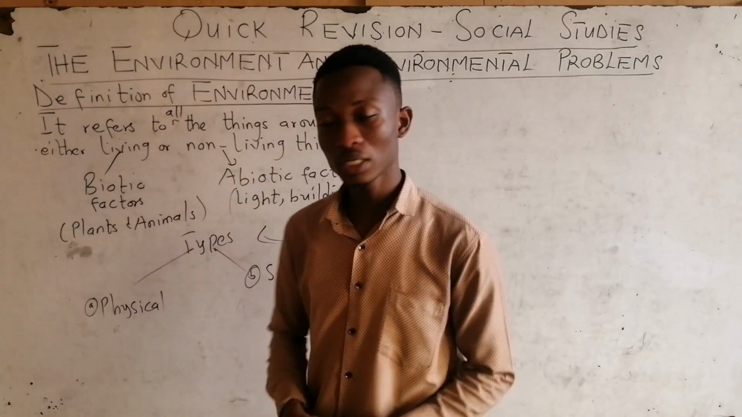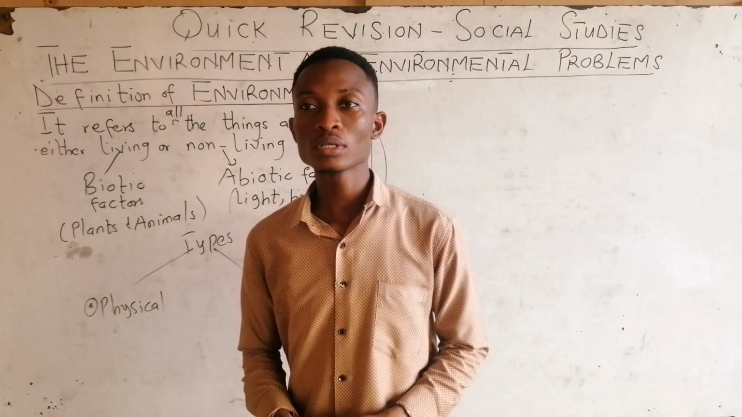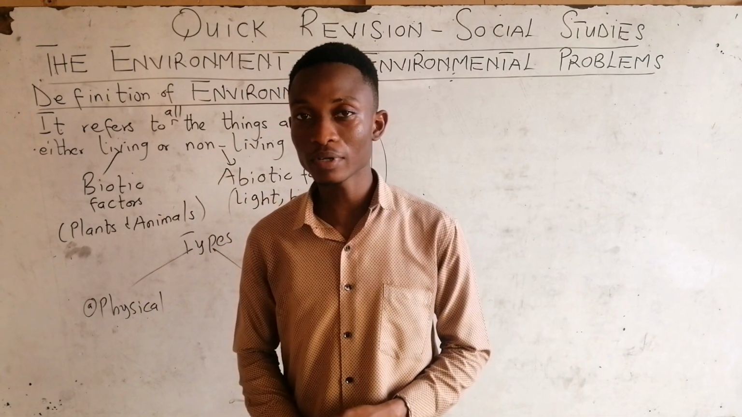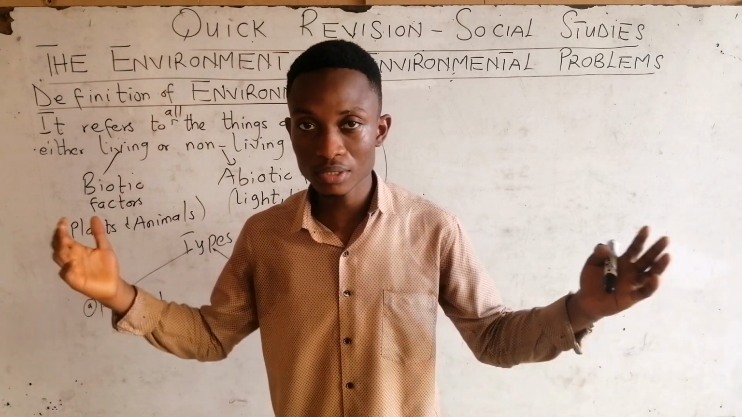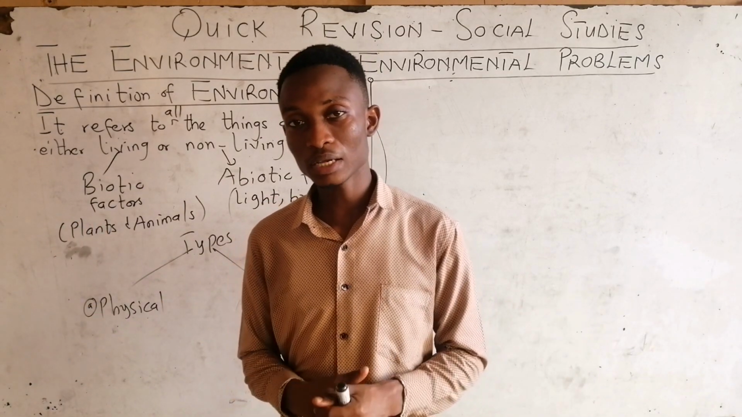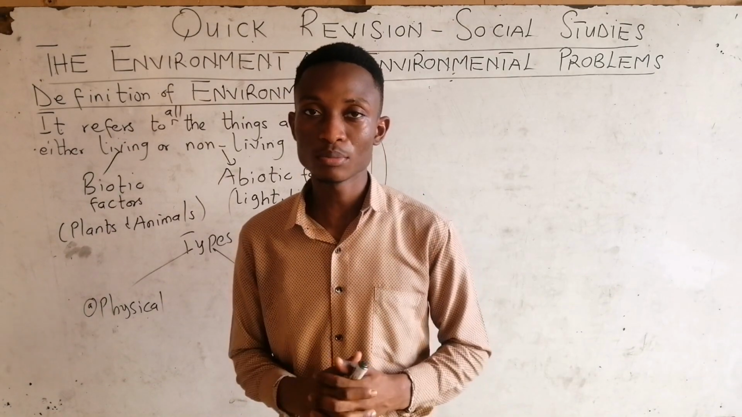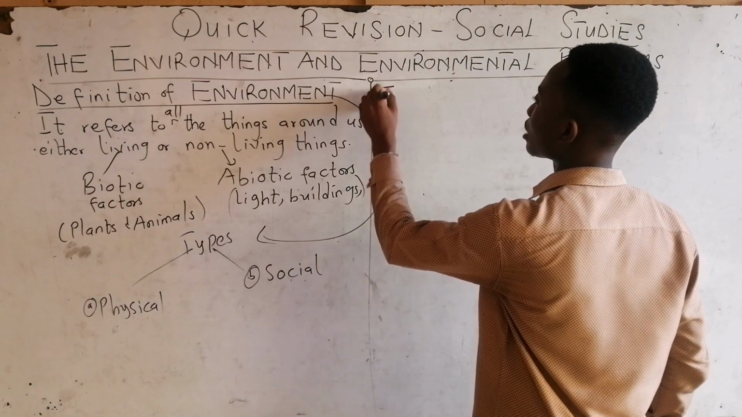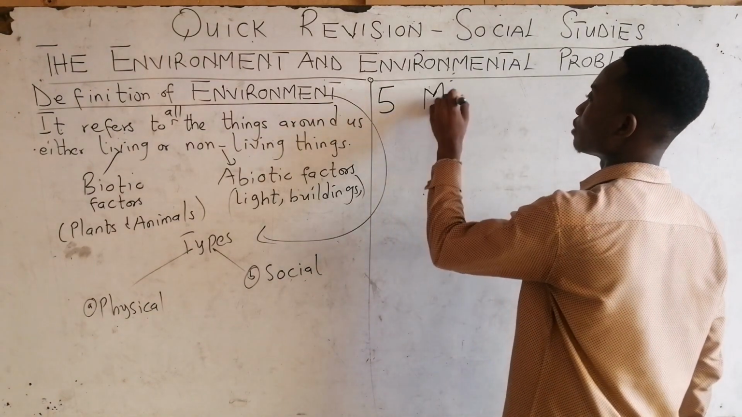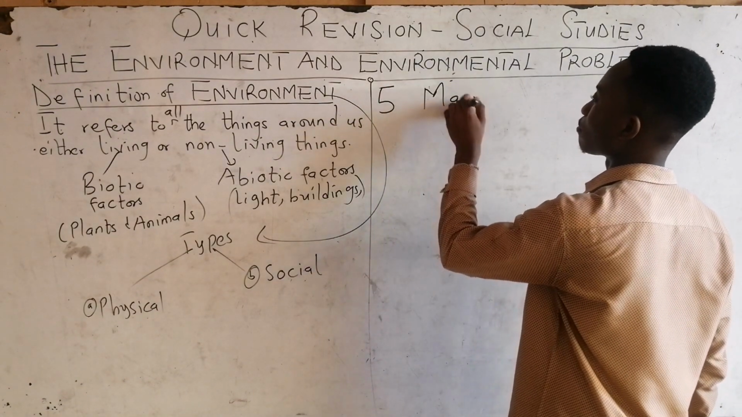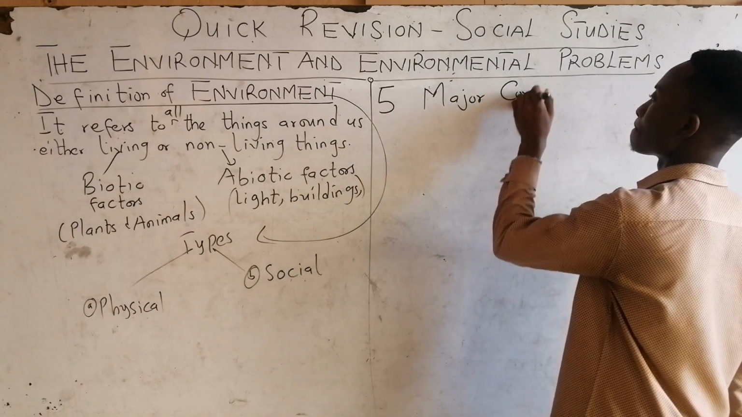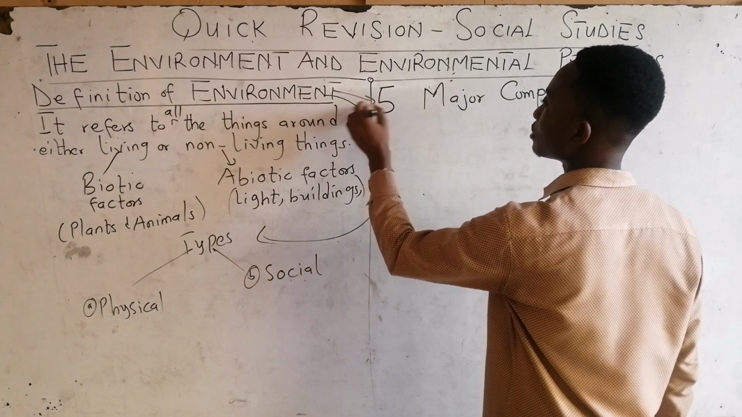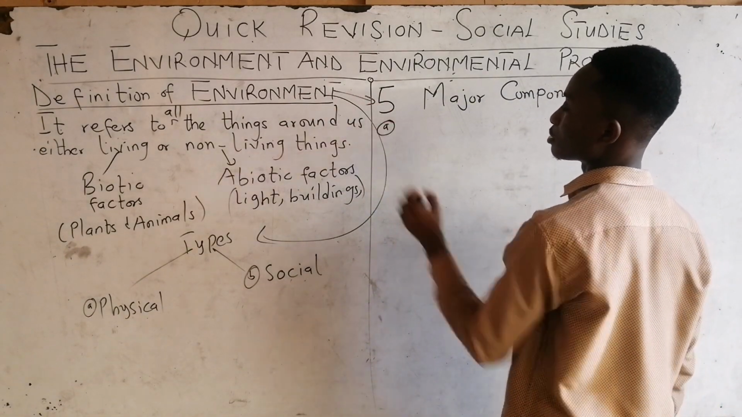But before we take the types, there are also some of the things that are known as the main components of the environment. They form the basis of the environment. Without them, we can't have environment. So it is important for us to know them. So let's look at the five major components of the environment.